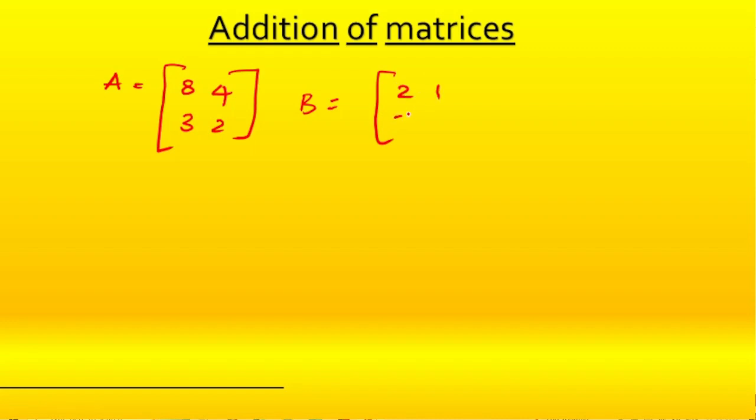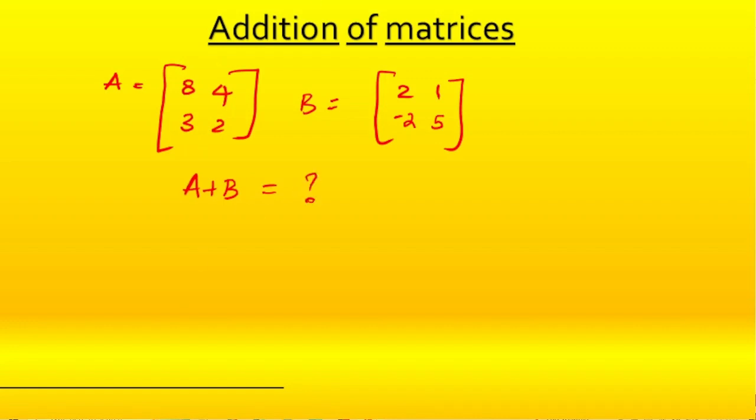For matrix addition there will be two matrices given. For example, this is my first matrix A. I'm going to take a 2 by 2 matrix: 8 4 3 2. And this is going to be my other matrix B: 2 1 minus 2 5. This is my B matrix. Now they are asking you to find A plus B.